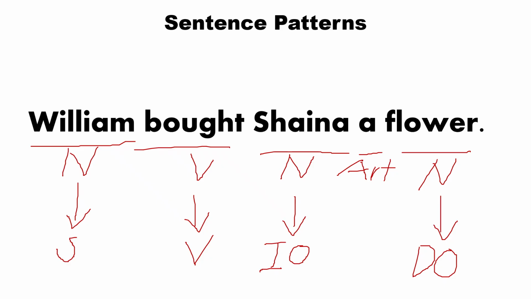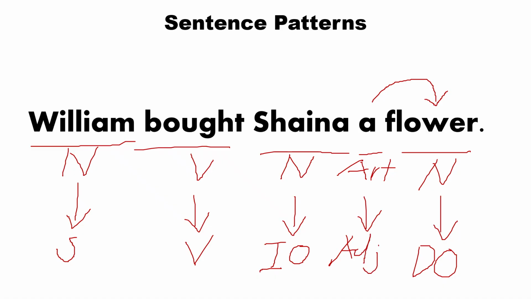And here, this article, what is its function here? Basically, it describes the flower. It's not the flower, but a flower, one of the flowers. Since it describes a noun, what is its function here? It functions as an adjective.